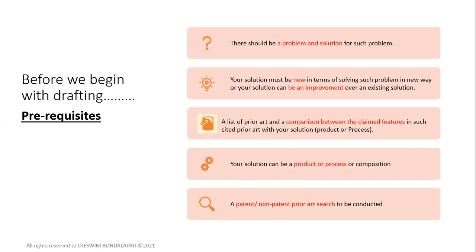And second, we should ask the inventor for the novelty and inventive concept to be covered. If we are unable to determine it from the disclosure they have provided, because they claim it is new, we have to prove whether what they are claiming is right. We have to do a search to cross-check them. And also there should be a list of prior art and a comparison between the claimed features.